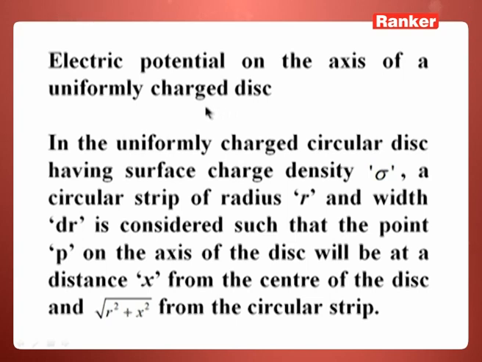Whenever we consider a uniformly charged disk, in the charged circular disk having surface charge density sigma, a circular strip of radius small r and width dr is considered, such that the point P on the axis of the disk will be at a distance x from the center of the disk and root over r square plus x square distance from the circular strip. This is the general description one has to consider.